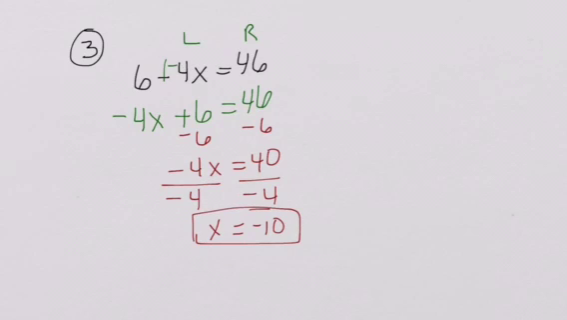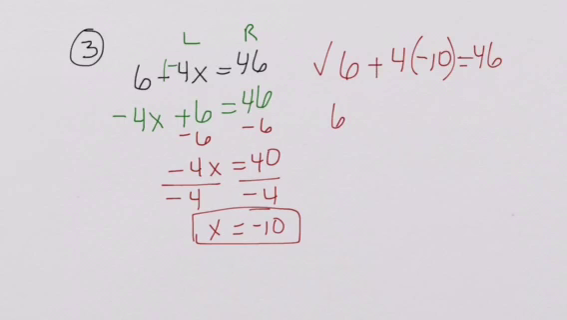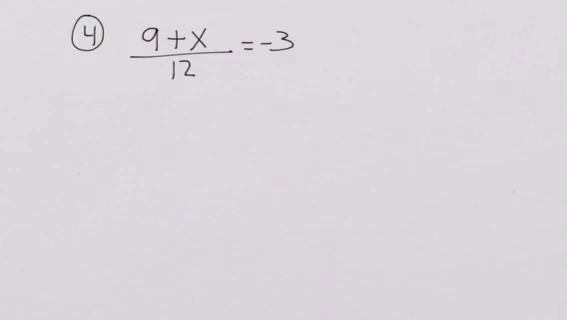Now we're going to go ahead and check to see if we're right. So for the check, it's going to be 6 minus 4 times negative 10 is equal to 46. So 6, now we're going to add a line and change the sign so we can multiply. So that's going to be 6 plus negative 4 times negative 10 is positive 40 is equal to 46. 46 is equal to 46, so that means our equation is correct.